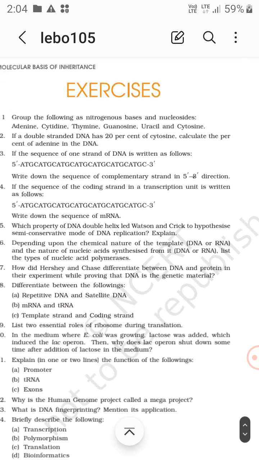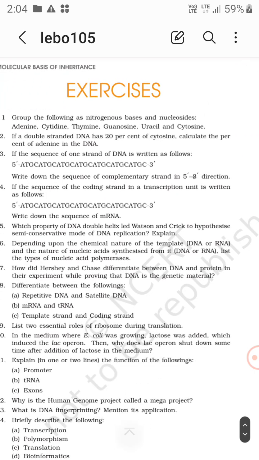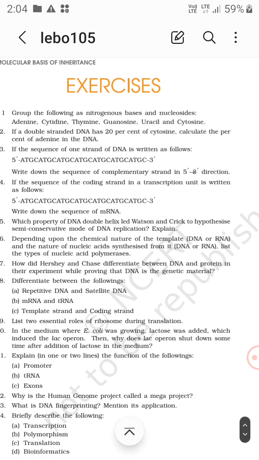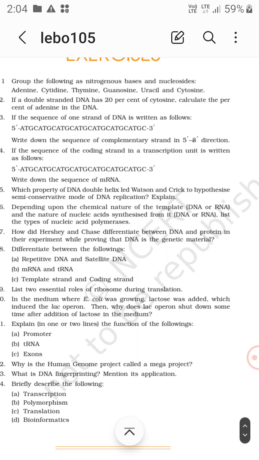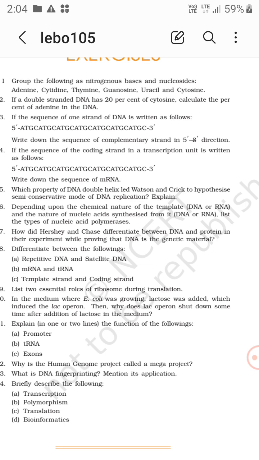Now, coming to the exercises. Group the following as nitrogenous bases and nucleotides. Adenine is a nitrogenous base. Cytidine is a nucleoside. Thymine is a nitrogen base. Guanosine, nitrogen base. Uracil, nitrogen base. Cytosine, nitrogen base. Okay. If a double stranded DNA has 20% of cytosine, calculate the percent of adenine.